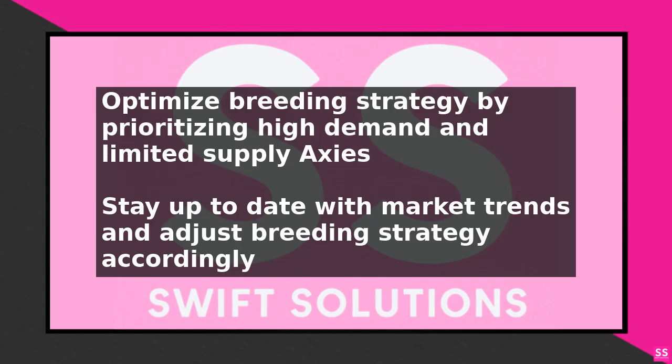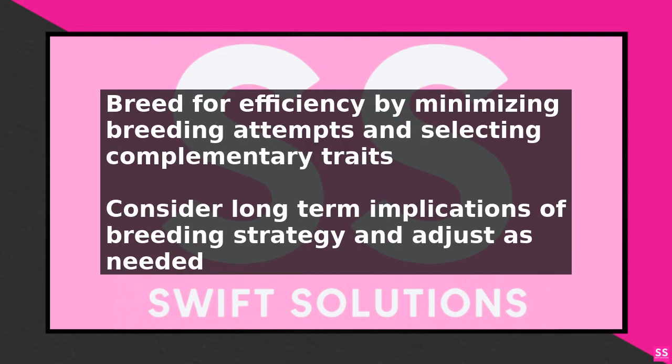Another key concept is the idea of breeding for efficiency, which involves minimizing the number of breeding attempts required to produce desirable offspring. This can be achieved by selecting parent Axies with complementary genetic traits and attributes. By doing so, you can reduce the overall breeding cost and increase the chances of producing valuable Axies.